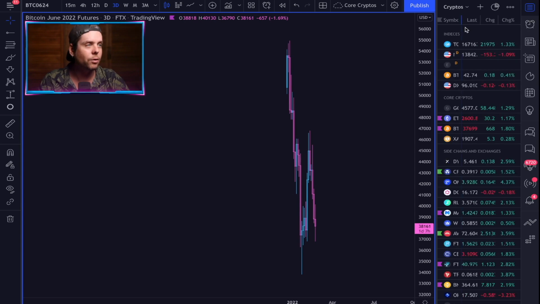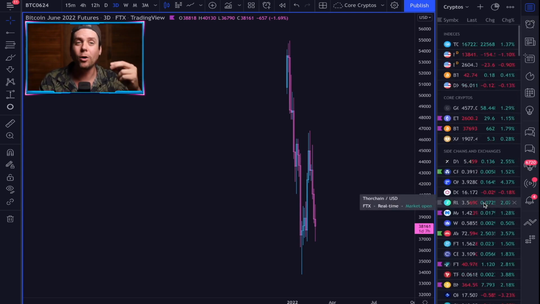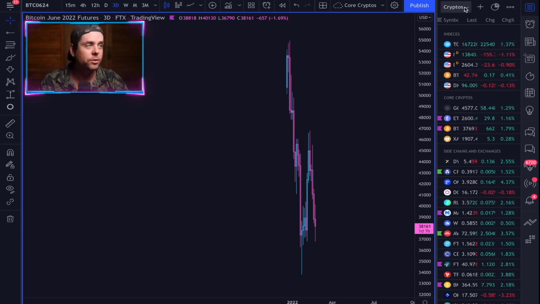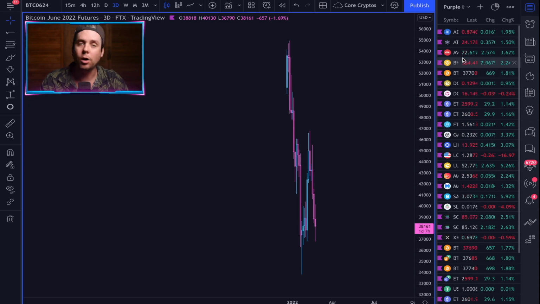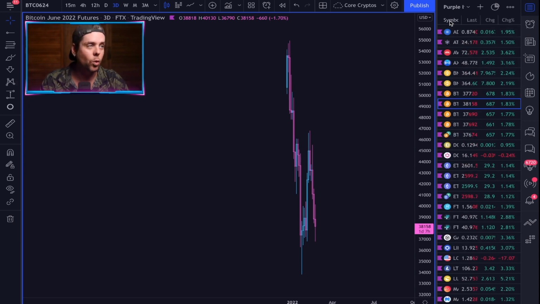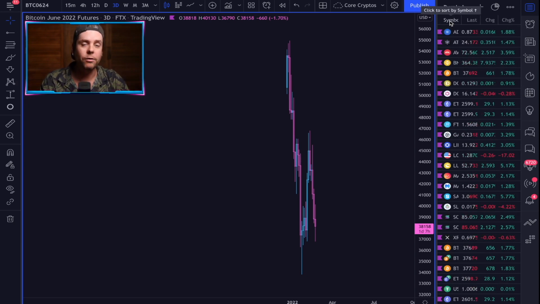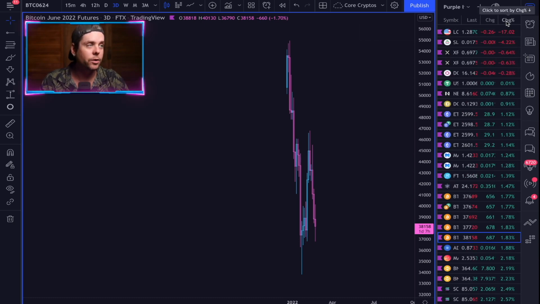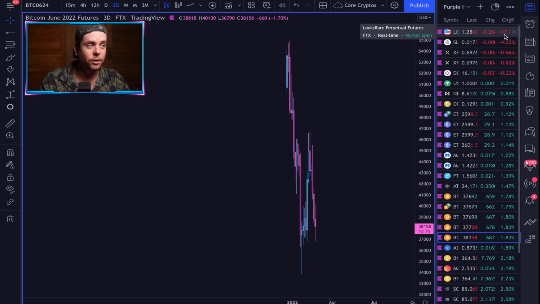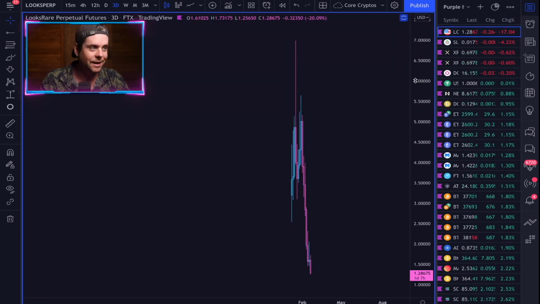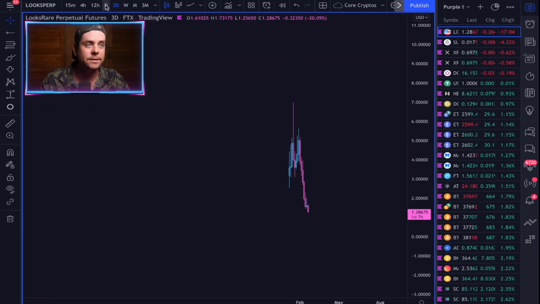And we have our crypto watch list here, but I've already highlighted all the high volume assets. So now when I go to crypto, I can go to purple list, and boom, I have all of the high volume assets. I can organize those by alphabetical order. I can organize them based on the price increases, or if I'm looking to catch oversold bounces, I will go with the lowest price. It looks like LooksRare's still dumping, which is fantastic.